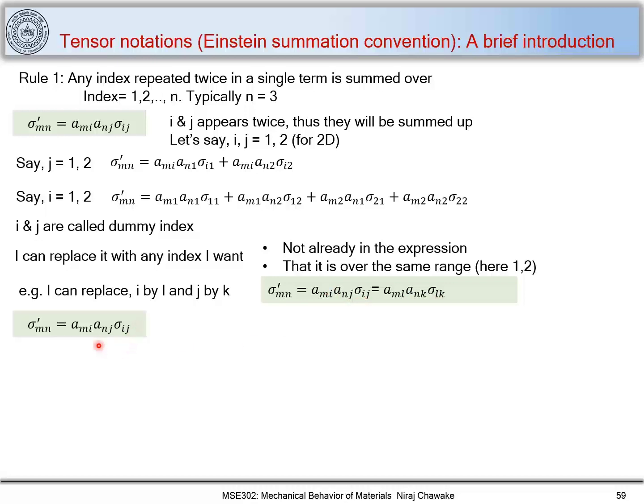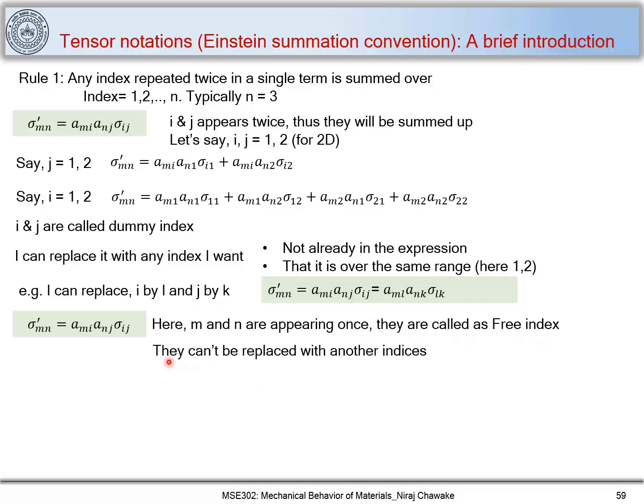So now let's look at this term again, and here m and n are occurring only once. So they are called free indices, and the property of free indices is that they can't be replaced with other indices. So you cannot replace m and n, unlike dummy indices, which we can replace with certain conditions.